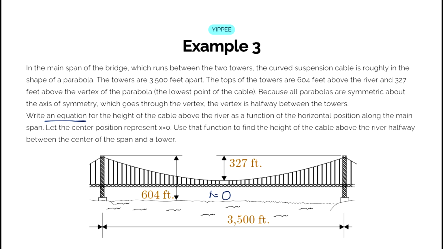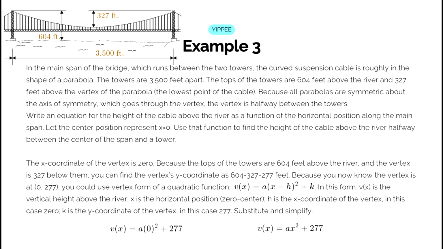Use that function to find the height of the cable above the river halfway between the center of the span and a tower. Okay, so it wants us to write an equation and then it wants us to find the point here. We'll do it together, don't panic. The x coordinate of the vertex is 0. Remember, we did that already. x equals 0. We decided that at the beginning.